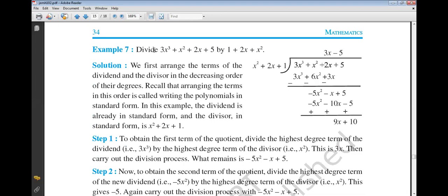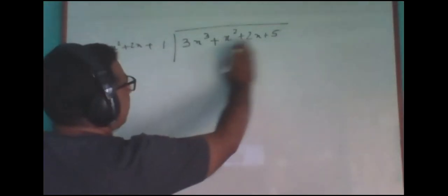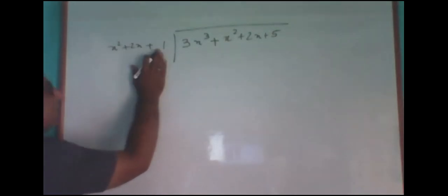Example number 7. Divide 3x cube plus x square plus 2x plus 5 by 1 plus 2x plus x square. So what do I do? I first arrange the terms: x square plus 2x plus 1. Just on the board you can see, I'll perform the division for you. We have to divide 3x cube plus x square plus 2x plus 5 by x square plus 2x plus 1.